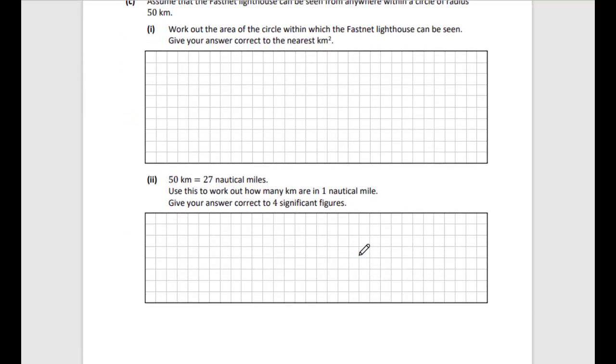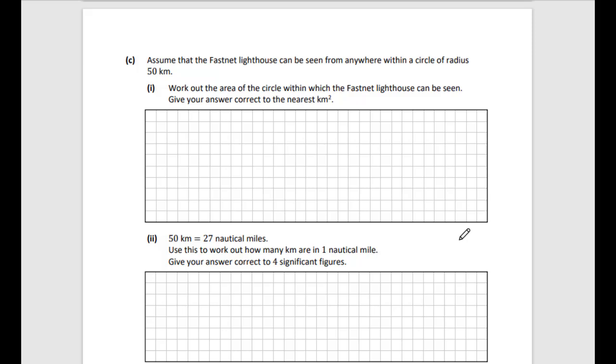Okay, so next one then. Assume that the Fastnet lighthouse can be seen from anywhere within a circle of radius 50 kilometers. Work out the area of the circle within which the Fastnet lighthouse can be seen. Give your answer correct to the nearest kilometer squared. So this is just the area of a circle. So that's pi r squared. So it's going to be pi times 50 squared, which, to the nearest kilometer squared, is going to be 7854. Okay, next one then.